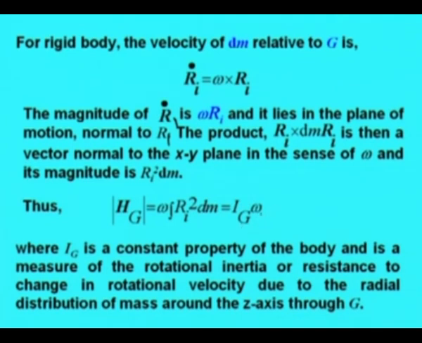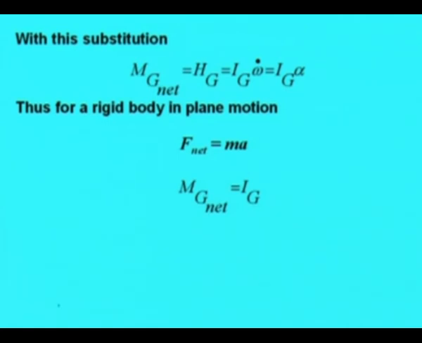where Ig is a constant property of the body and is a measure of the rotational inertia, or resistance to change in the rotational velocity, due to the radial distribution of mass about this point. So about this one, you now have Mg net is equal to Hg dot, that is Ig times omega dot, or this becomes Ig into alpha.